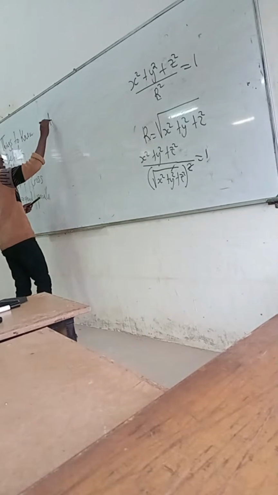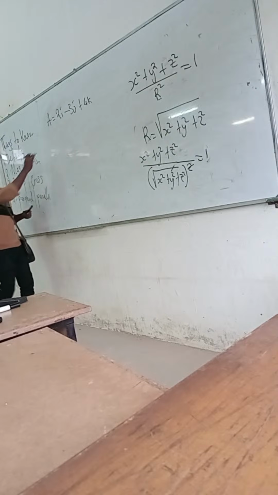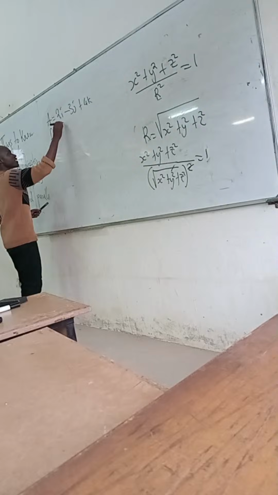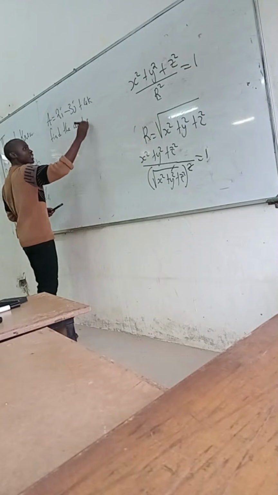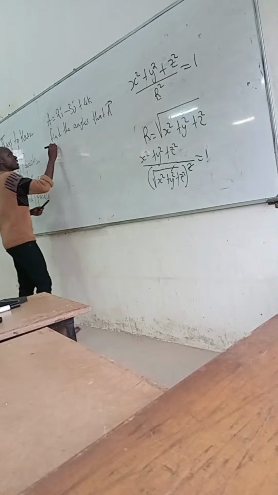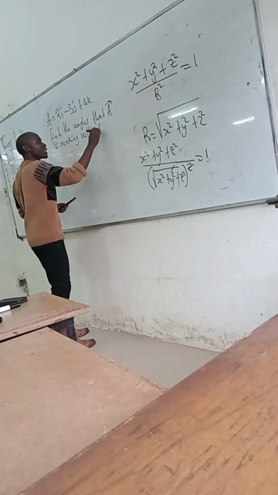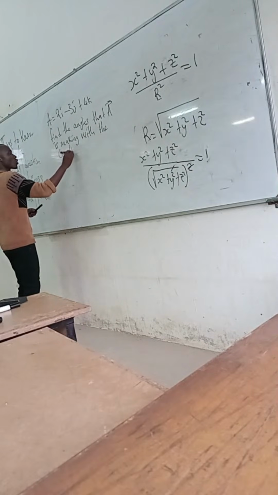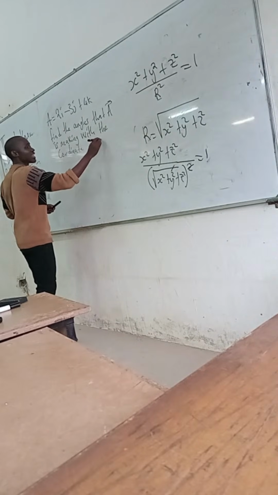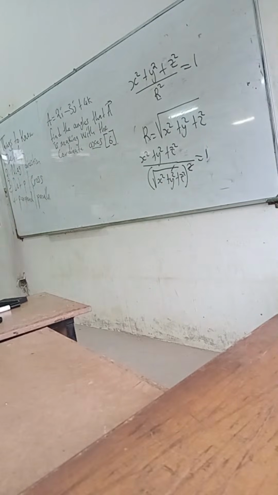Let's look at vector A. Vector A equals 2i minus 3j plus 4k. Now the question is, find the angles that vector A is making with the coordinate axis. This question carries 6 marks. Those who have test 1 papers, you will find this question. So given vector A, find the angles that vector A is making with the coordinate axis.